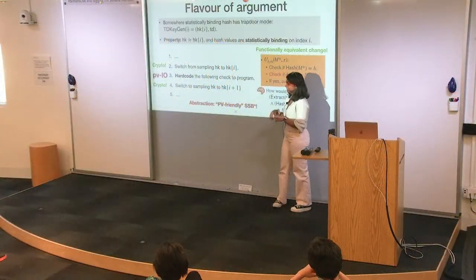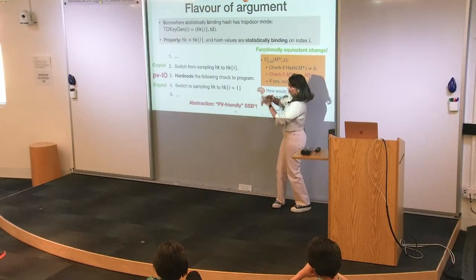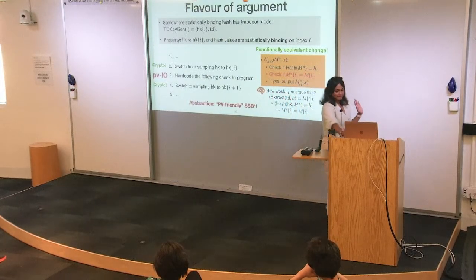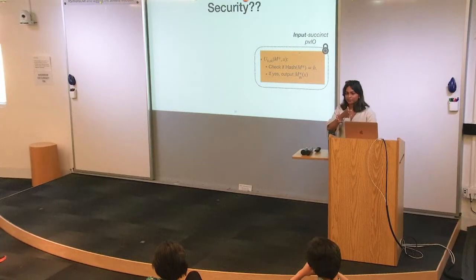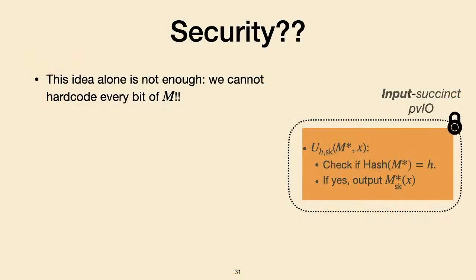I guess here, what does it mean to continue 4 and 5? I'm just saying 2 to 4 might be doing this, but I'm not saying that 1 was hard-coding everything before. Basically, exactly because of this point, we cannot hardcode every bit of M, so this is not what we're going to do.